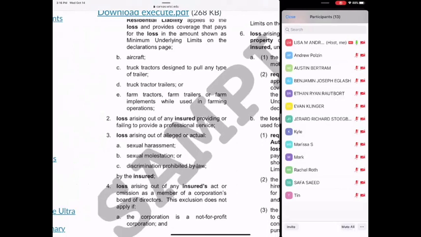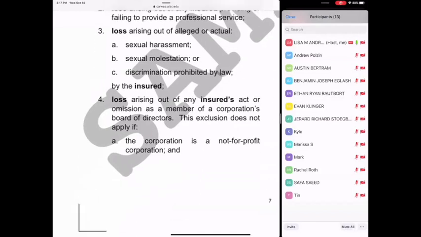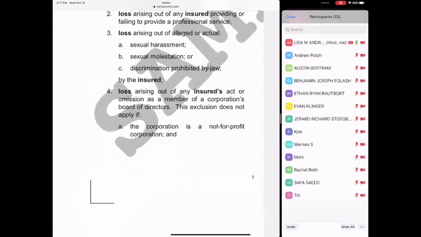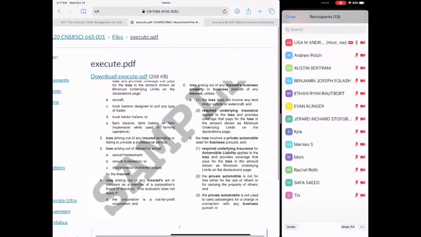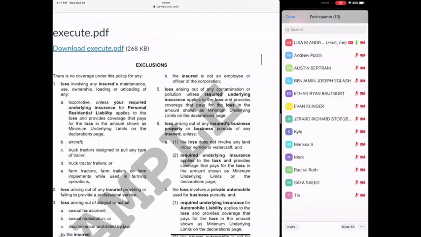Or how about this? A loss arising out of alleged or actual sexual harassment, sexual molestation, or discrimination prohibited by law. Yeah, we're not going to cover that, you knucklehead. Don't break the law. We don't cover that kind of stuff. A loss arising out of any insured's act or omission as a member of a corporation's board of directors, they will let you have coverage for that in the event that it's a non-for-profit. So if you're just helping out with some local organization, that's fine, but not if it's a paid position in a company that you're working for.